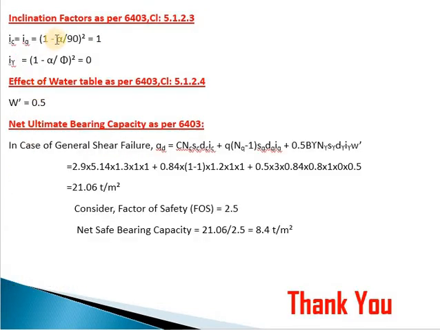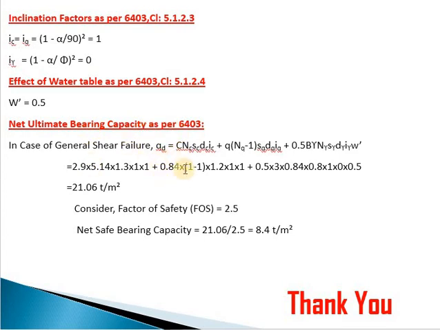Now next is the inclination factor. The inclination factor Ic is equal to Iq is equal to (1 minus alpha divided by 90) whole square. We know the value of alpha is equal to 0, so Ic and Iq are equal to 1 and I gamma is equal to 0. Now the effect of water table as per clause 5.1.2.4 of IS 6403. As per this clause, the water correction factor W dash is equal to 0.5. Now the net ultimate bearing capacity as per IS 6403 in case of general shear failure.